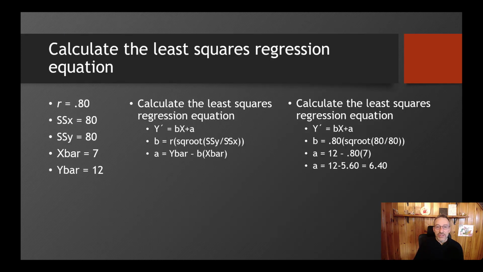Our X variable is our predictor that we're going to plug in, and then that plus 6.4 is the A. Here's just another version, if it helps you to see it a different way. So we have our R, sum of squares for X, sum of squares for Y, our mean of X and our mean of Y, and we just plug them in. So B, take that 0.8, square root of 80 divided by 80, 12 minus our 0.8 times the mean of X. And so if you need to, you can spend a little bit of time looking at this to make sure that it all makes sense.